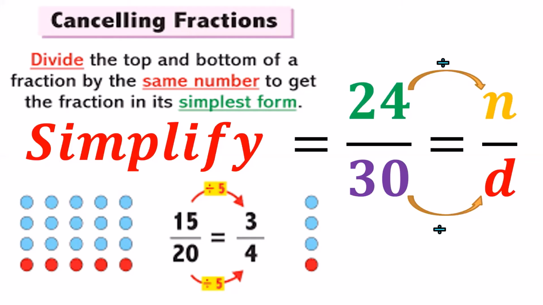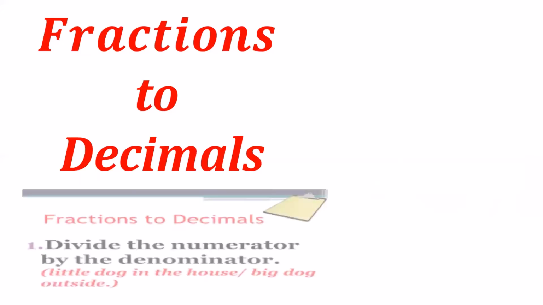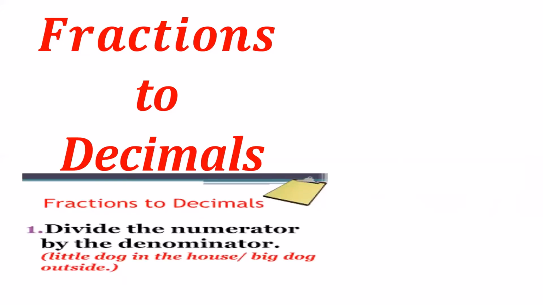Now for our problem, I am going to divide top and bottom by 6. And this gives us our simplest form, 4 over 5. Now we need to convert the fraction to a decimal. When we convert a fraction to a decimal, we'll divide the numerator by the denominator. The little dog in the house, big dog outside. Once again, our little dog is our numerator, our big dog is our denominator.